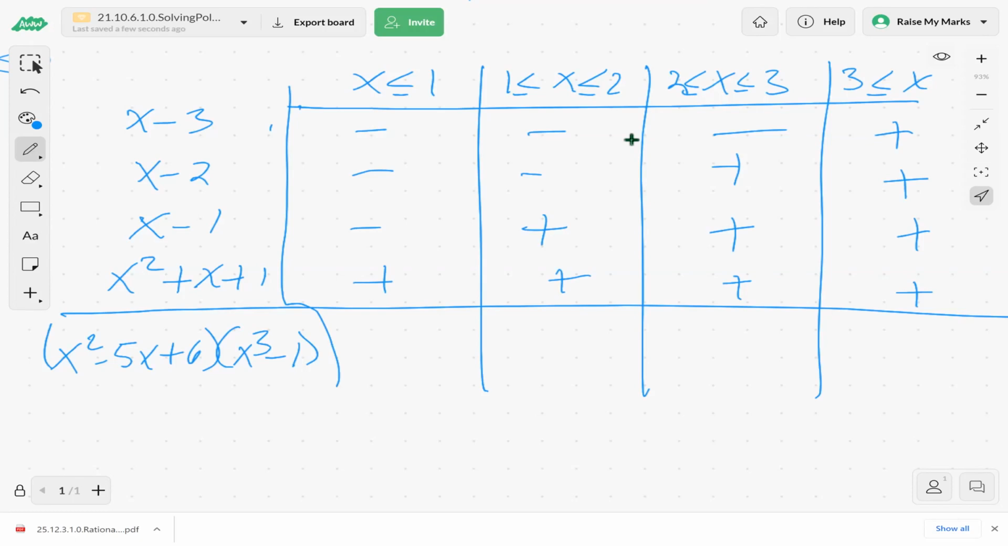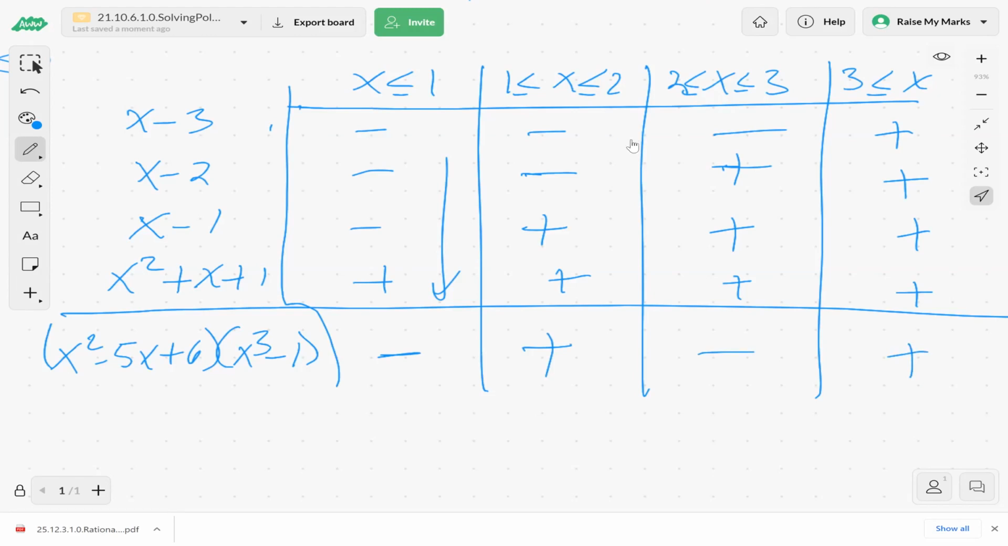So now, if we look down the columns, when x is less than or equal to 1, our product is negative, because we have the product of 3 negatives. When x is between 1 and 2, we have the product of 2 negatives, so we have a positive value. When x is between 2 and 3, we have 1 negative, so we end up with a negative value. And finally, when x is greater than 3, we get a positive value.